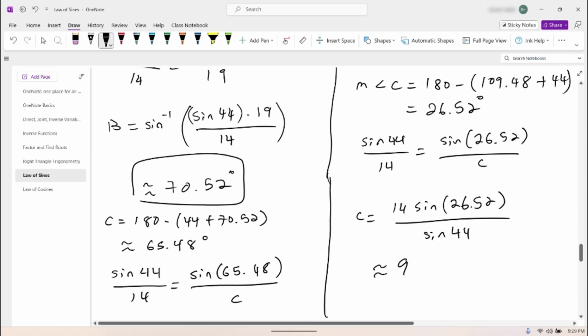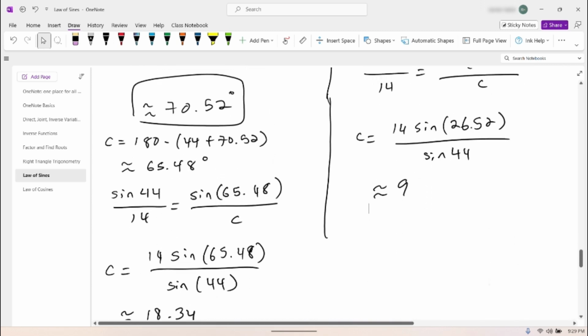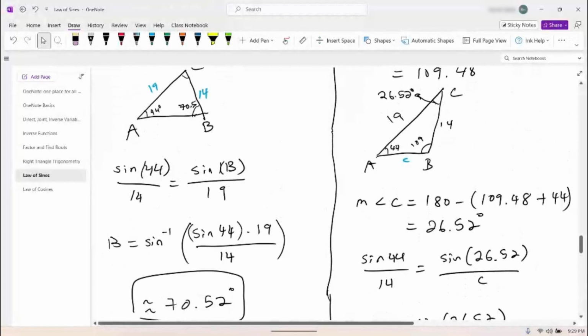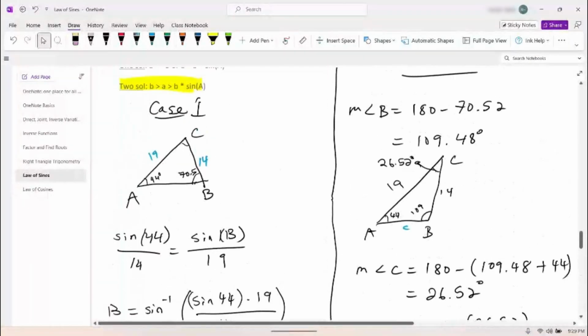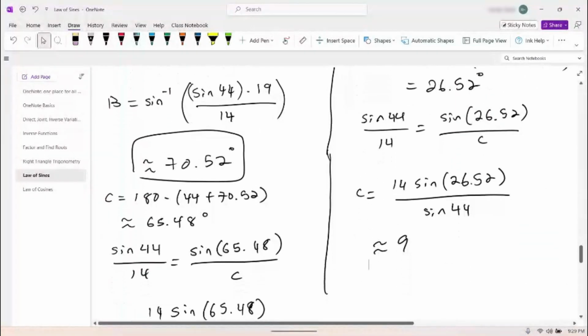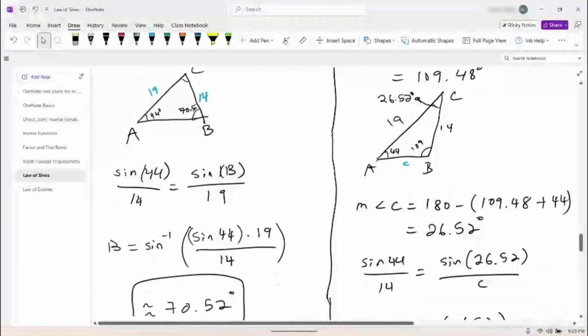All right, so that is how we solve this. Let me just double check if we have solved everything. We solved for angle B, then for angle C, and then side C. So we solved everything we needed in this problem. And there were 2 cases. All right.